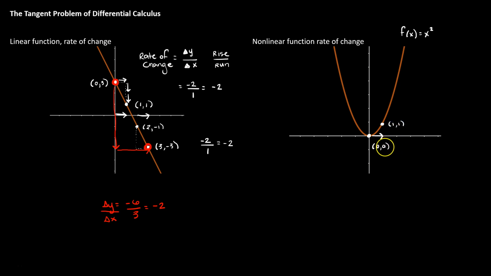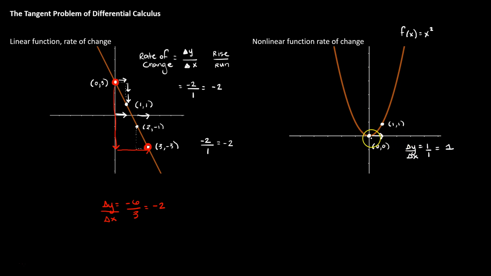Well, the change in y, we went from 0 to 1, so our change in y is 1. Our change in x went from 0 to 1 as well, so our change in x is 1. That tells us we have a slope of 1.